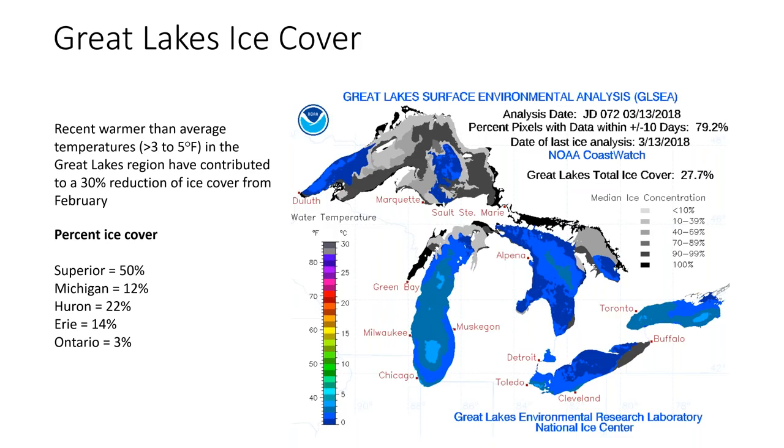And as a result of increased air temperatures, ice cover decreased pretty dramatically, by almost 30% for the Great Lakes region as a whole, if you average across all of the lakes. And again, it's due to the abnormally warm air temperatures in the last couple of weeks. Lake Superior has about 50% ice cover. Lake Michigan is about 12% ice cover. Lake Huron is at about 22% ice cover. Lake Erie is at around 14%. And Lake Ontario is the lowest at around 3%.